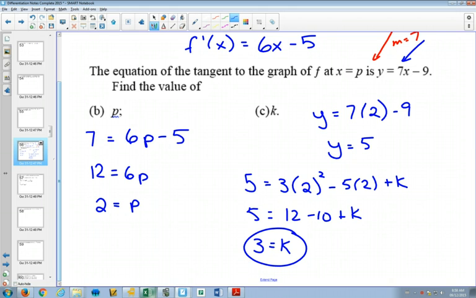Because they want to test, do you truly understand what's happening in these situations? And the way they like to do that is to say, if we just ask you a regular find the equation of a tangent line, you might just memorize the steps and be able to do it. But if you really understand what's going on, then you should be able to do a question like this one. And then you move forward. So they're good ones to practice.